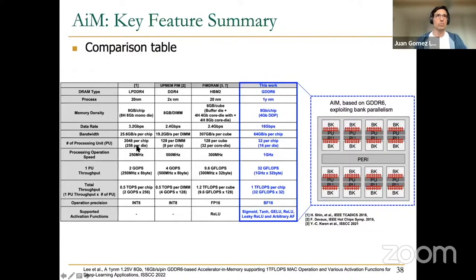So here you can compare them in terms of process, memory density, internal bandwidth, processing speed. Observe that this work is the one with the highest frequency, 1 gigahertz. This is essentially given by this tCCDS that is of value 1 nanosecond. Every 1 nanosecond, we can read 256 bits from one bank, and we can operate on them. So that's why we can say that the processing operation speed is 1 gigahertz, and this is also where the peak throughput that we can achieve per PU and for the whole die comes from.